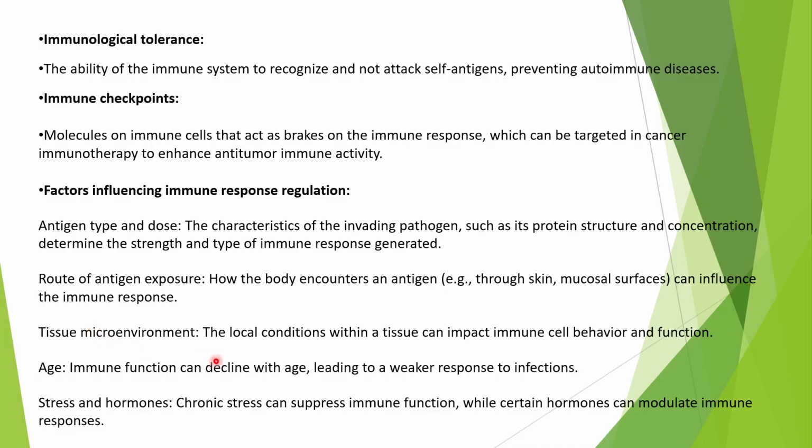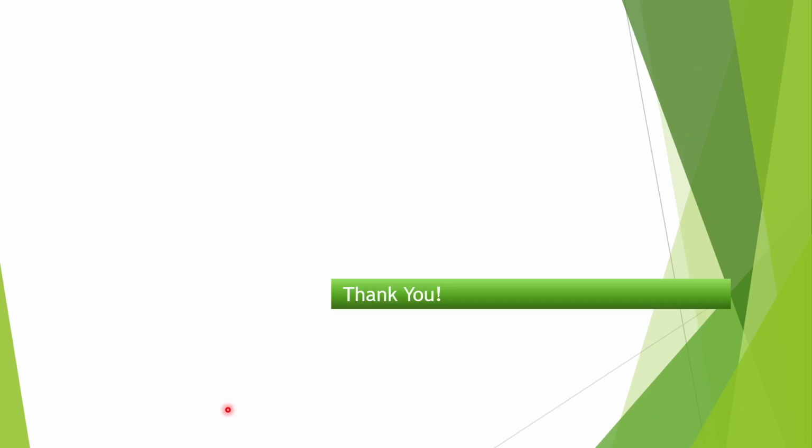Then tissue microenvironment. The local conditions of the tissue can impact the immune cell behavior and function. Then age. Obviously, with age, the immunity will vary and it will weaken. So immune function can decline with age, leading to a weaker response to infections. Then stress and hormones. Chronic stress suppresses immune function, while hormones can modulate immune responses.